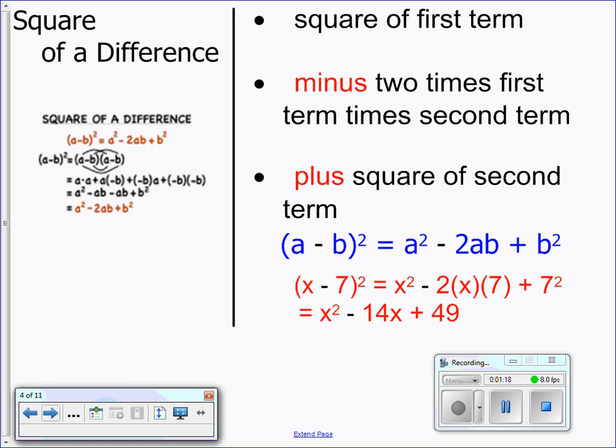Square of a difference, we're going to square the first term. The difference now here is that we are subtracting: minus 2 times the first term times the second term, and then again plus the square of the second term.